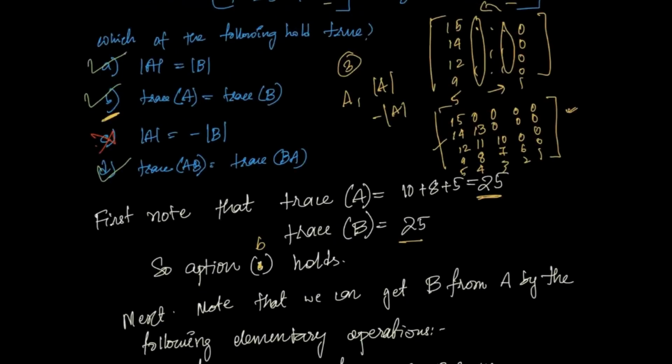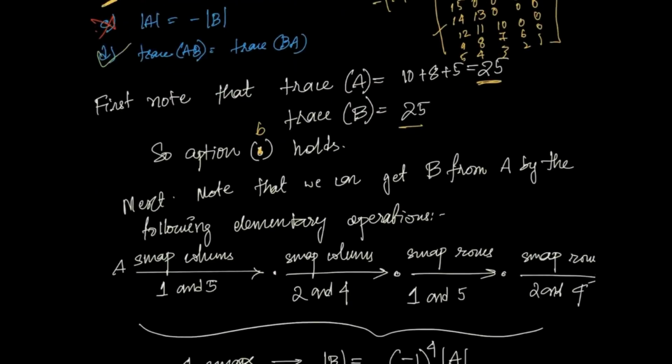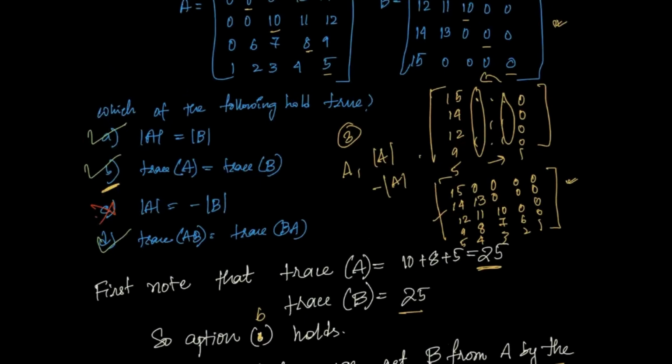So option B holds. Next, just what I mentioned, note that we can get B from A by the following elementary operations. I don't say elementary row operations because we perform elementary operations on both columns and rows in this case. So what is the first operation? We swap columns 1 and 5 of A, which we did here, this one, you can see.